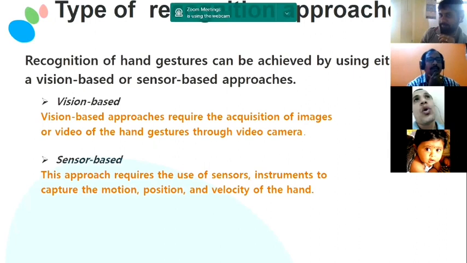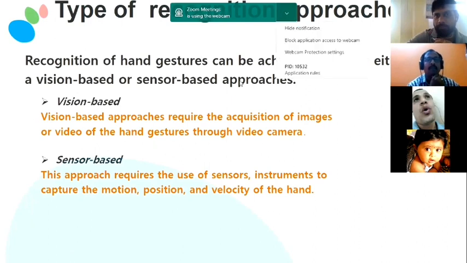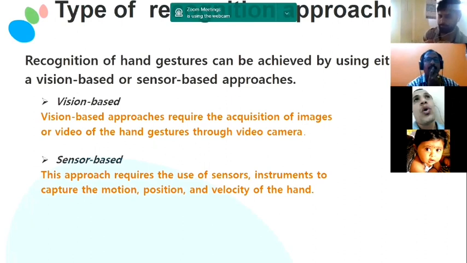Types of recognition approach: recognition of hand gestures can be achieved by using either a vision-based or a sensor-based approach. The vision-based approach requires acquisition or capture of the image or video of the sign language from deaf and dumb people by a camera. It depends on the camera.